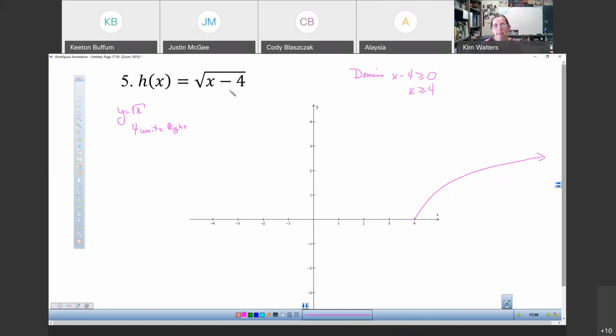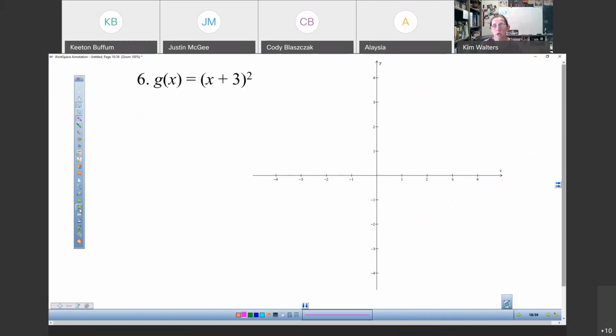All right, I'm going to see if you got this. Okay, basic toolbox function, x squared. It's going to move 3 units because I got a plus 3. Which way is it going to move?